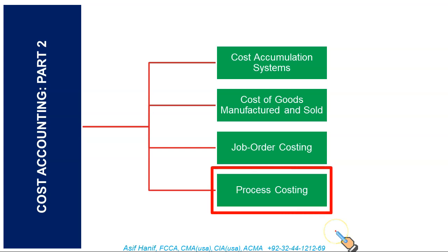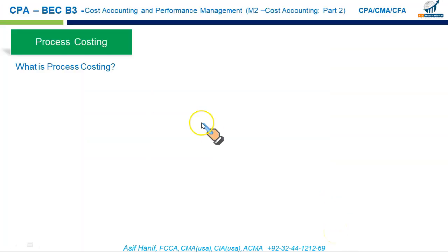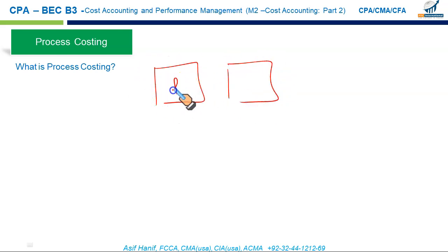The next subunit, process costing. What is process costing? Process costing basically is a cost accumulation system that is suitable when we produce large numbers of homogeneous products. For example, we have two processes, process 1, process 2, when we produce items in large quantity for mass market. So what we will do, we will accumulate our cost for each process separately, for process 1 separately, for process 2 separately.